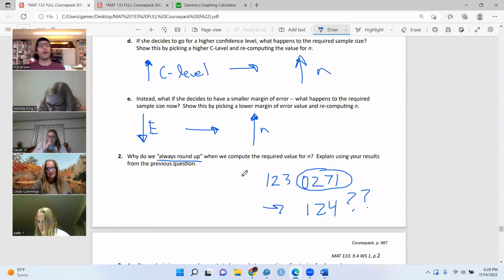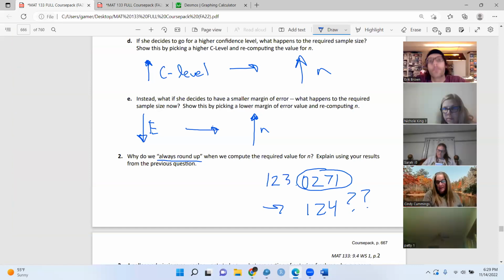Yeah, so we are finding the smallest sample size that guarantees the chosen confidence level and margin of error. And since you can't have part of a person, you've got to add one. I think, Nicole, we did talk about this, and basically I said it really simple, just so that it will be large enough. So if it's 123.02, 123 would not be large enough. So you have to round it up to 124 so that it would be large enough.